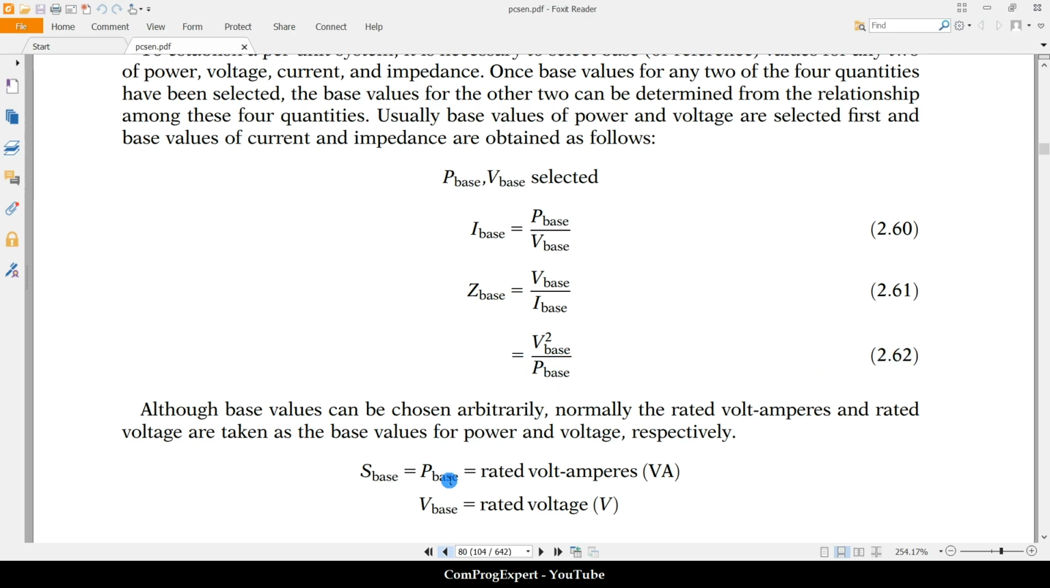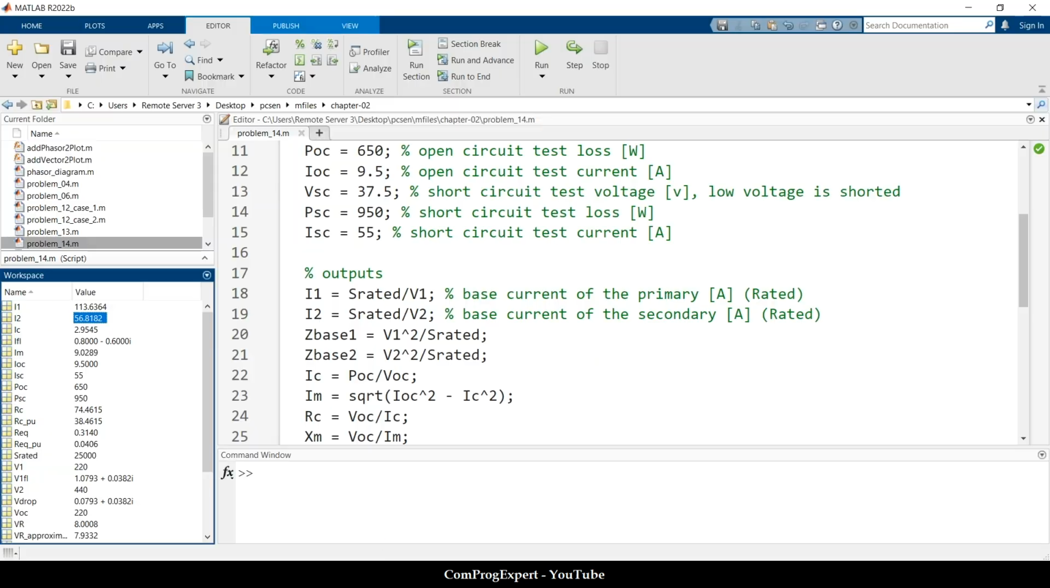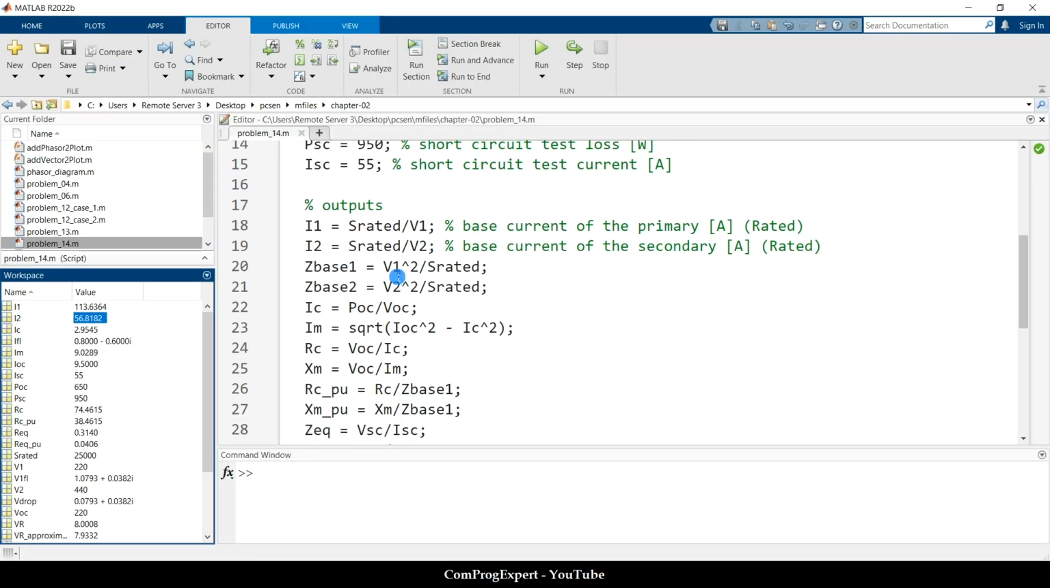2.62. This equation, I implemented it here. That is equal to 1.93. Oh, the Z base 2 is V2 to the power 2 divided by S base. That is equal to 7.74. Let me check these two numbers.